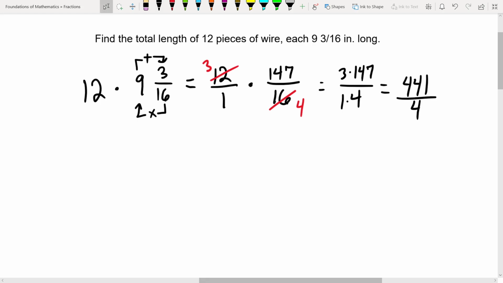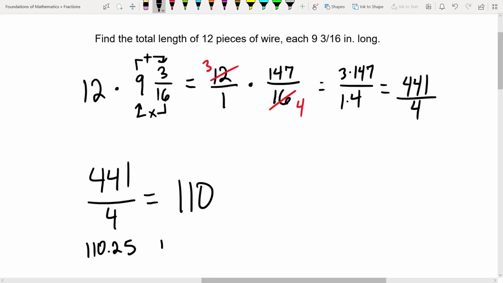And since we're trying to find the total length of all this, we're trying to translate this back into kind of a real world scenario. 441 over 4 inches long. That doesn't really make any sense naturally. So we're going to convert this back to a mixed number for the application. So how many times can 4 go into 441? Well, you can just take a calculator. Go 441 over 4. Doing this on a calculator gives you 110.25, which means the big number is 110.